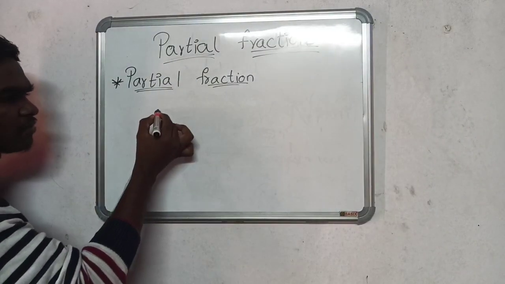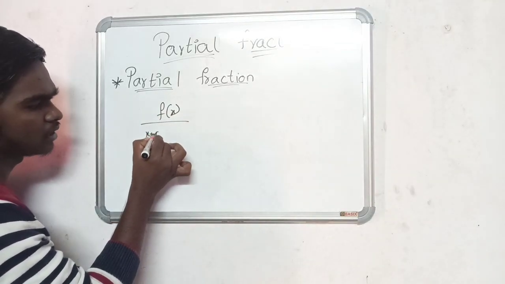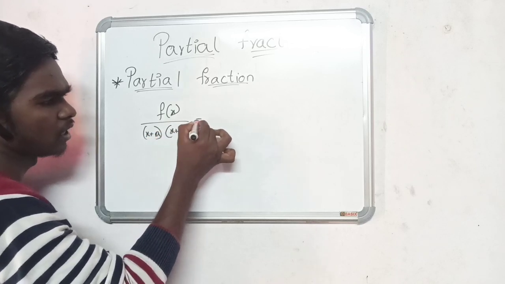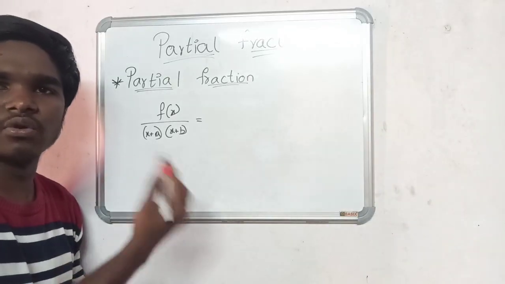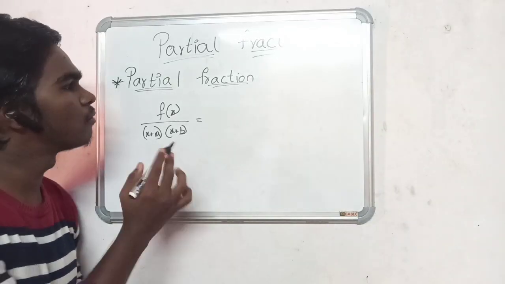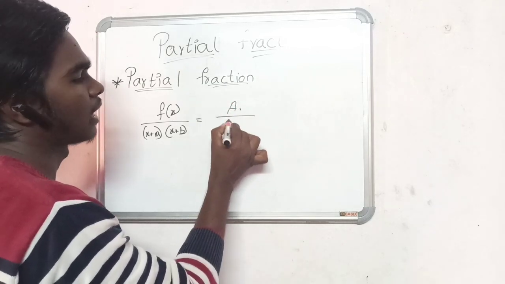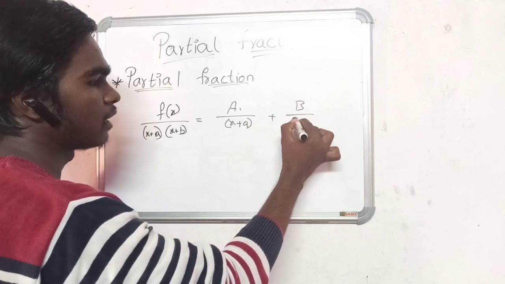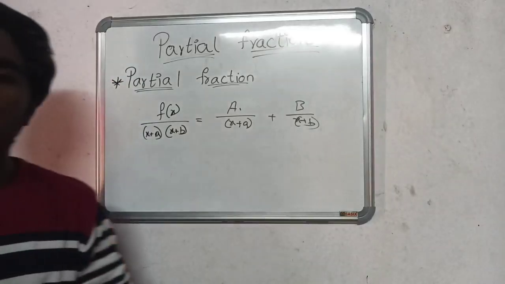Let the rational fraction be f of x by x plus a into x plus b. Resolving this rational fraction into simpler fractions, a by x plus a plus b by x plus b, is called a partial fraction. The partial fraction chapter is very simple.